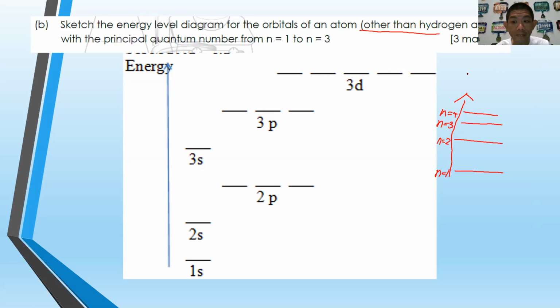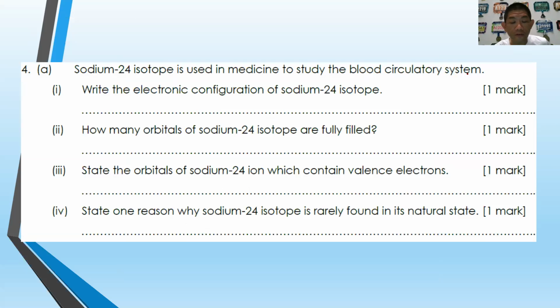Okay, so that is for number 3, and then we continue with number 4. Sodium-24 isotope is used in medicine to study the blood circulatory system. Write the electronic configuration of the sodium-24 isotope. So how are you going to write the electronic configuration? You have to write 1s2, 2s2, 2p6, 3s1.